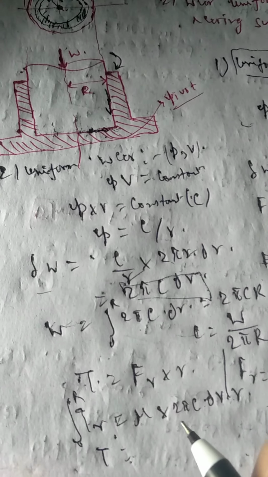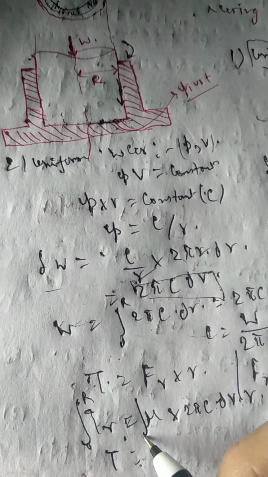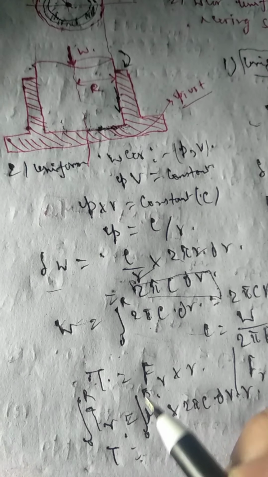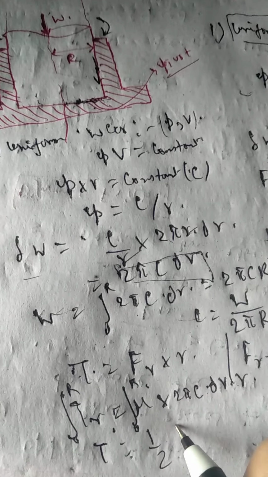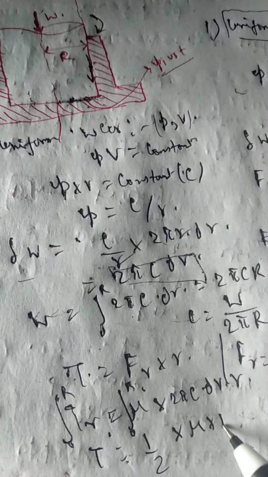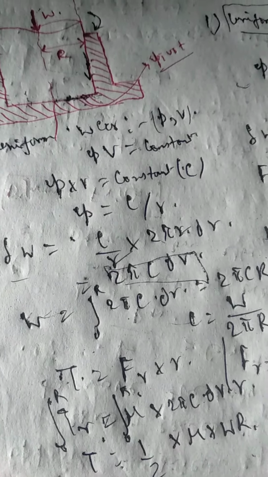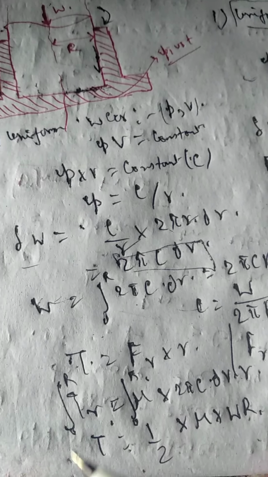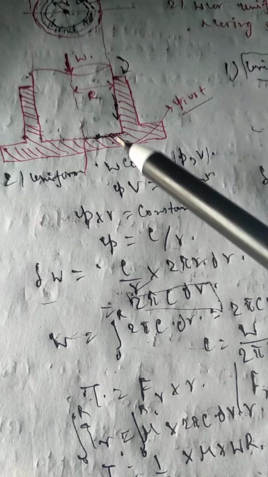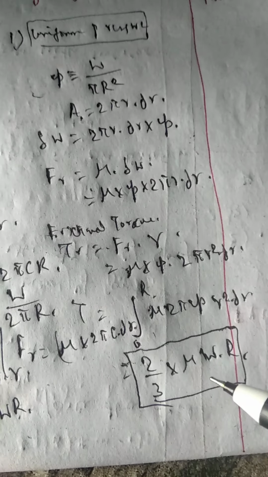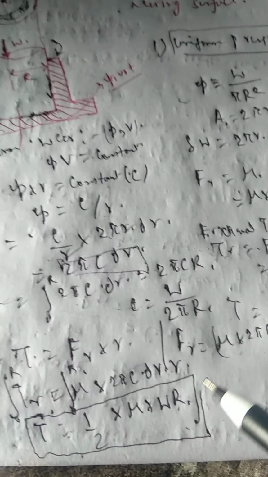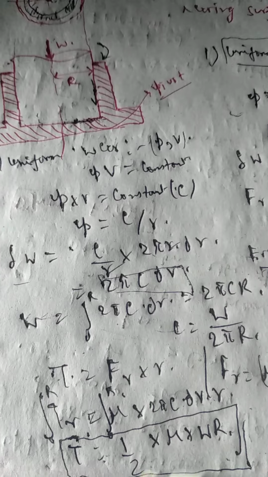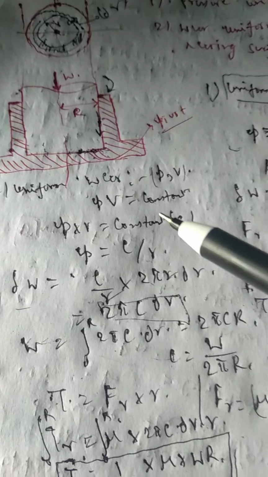And that integration you can do yourself. I am not showing this, I hope you can do that. When you integrate, the value will come to be half into mu WR. So this will be the value of torque when considering uniform wear for a flat pivot bearing. In case of uniform pressure, it is 2 by 3 into mu WR, and in the case of uniform wear, it will be half into mu WR. You remember this formula? I hope you can do how to arrive at this derivation. You have understood this. So this is all about the flat pivot bearing.